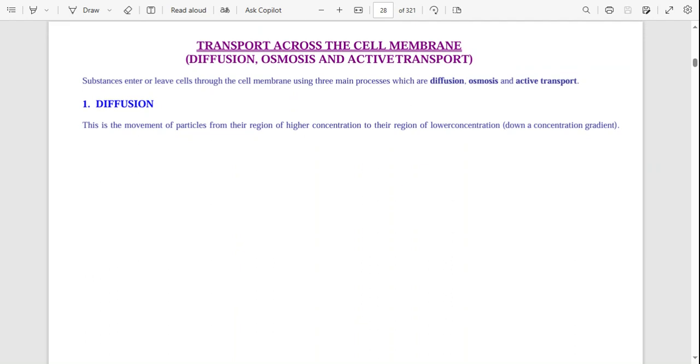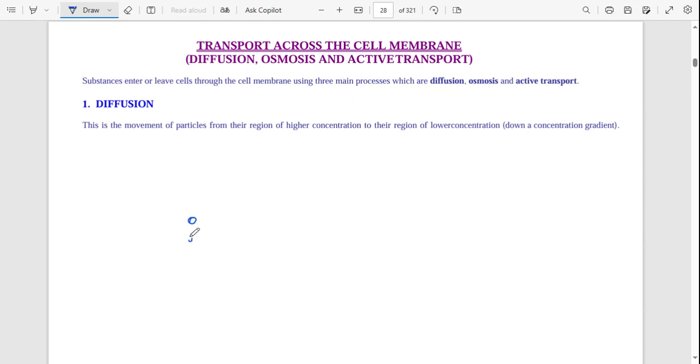You need also to understand about transport across a membrane. When things are moving across a membrane, they can either move by diffusion or osmosis or even active transport. Now, what are these? Starting with diffusion, what is it really? When you're talking about diffusion, you are going to have things in one region going to another.